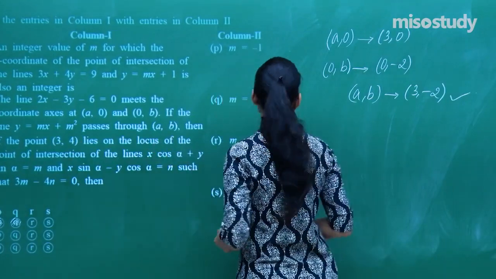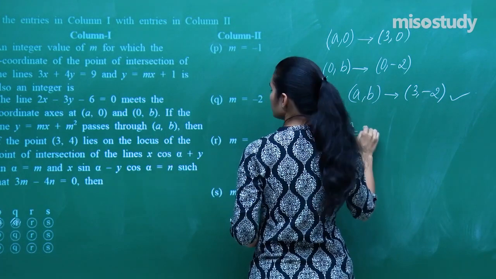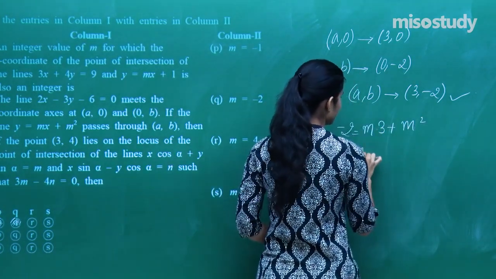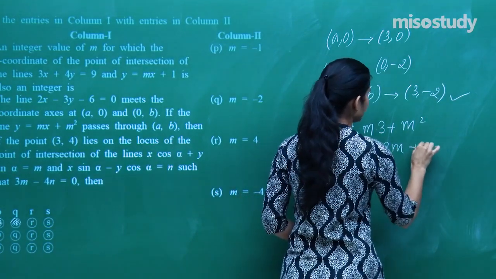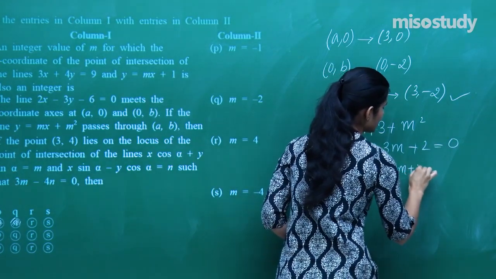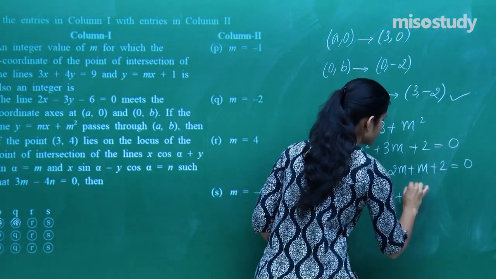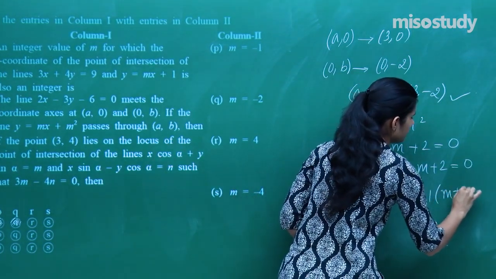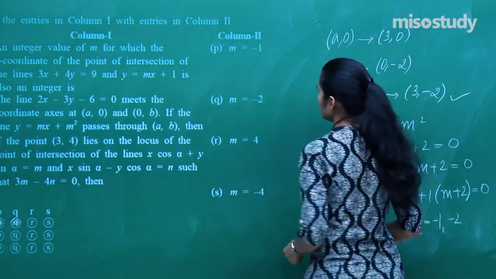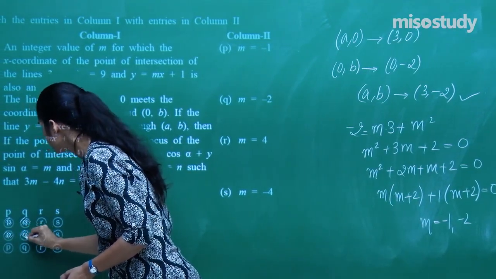This line is passing through a comma b, that means a comma b is going to satisfy the equation of this line. y is minus 2, m into x, m into 3 plus m square. So you get m square plus 3m plus 2 equals 0, which is m square plus 2m plus m plus 2 equals 0. m plus 2 into m plus 1 equals 0. So you are getting m equals minus 1 and minus 2. Again, P and Q will be shaded against B.